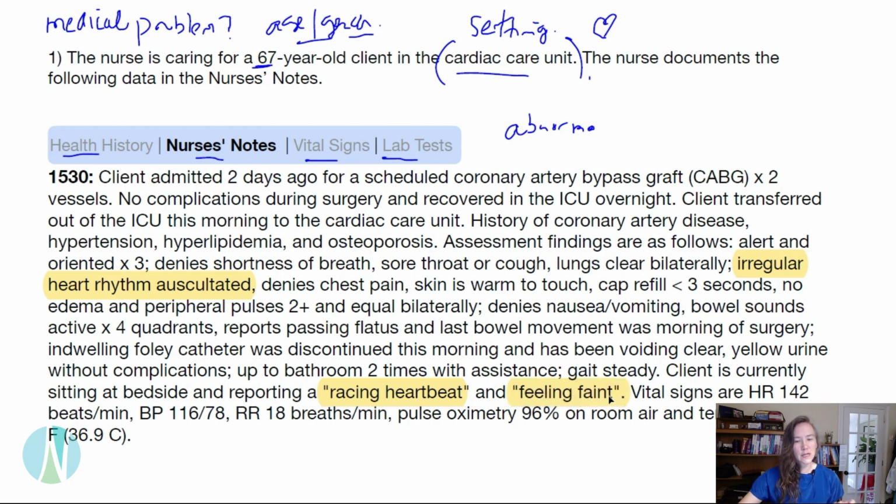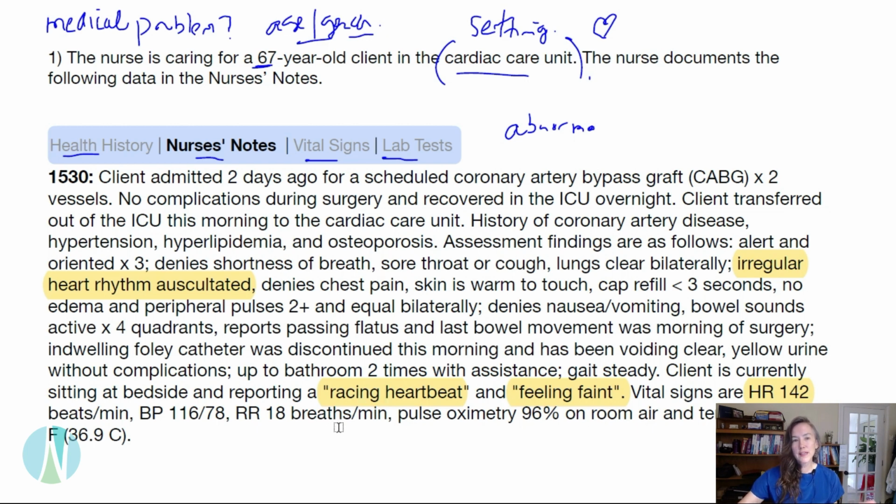Not good either, right? That's not normal. Vital signs are heart rate 142. That's very high, right? What's normal? 60 to 100. Blood pressure is 116/78. That's fine. Respirations are 18. Pulse ox is 96% on room air. And the temperature is 98.4. So all of that is good for the rest of the vital signs, except for that high heart rate.